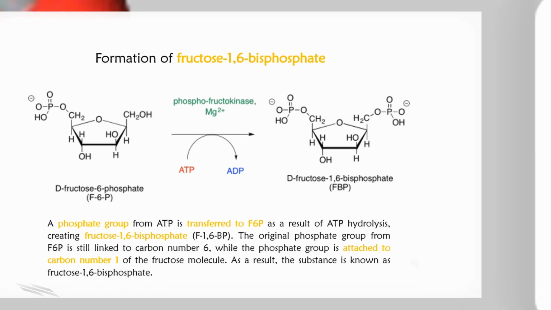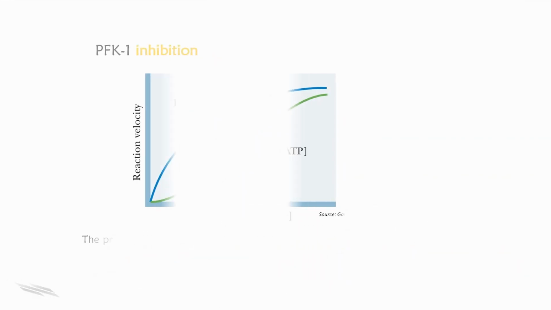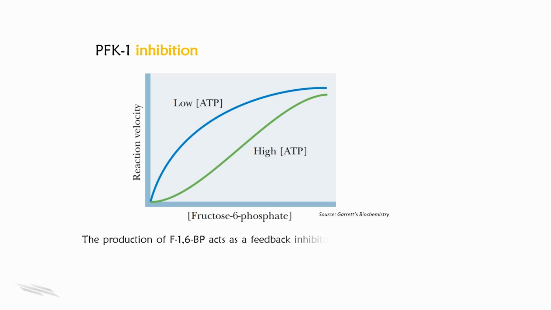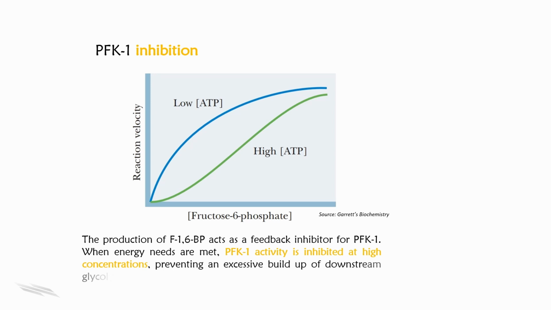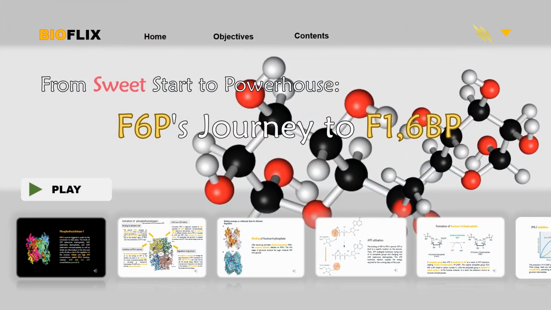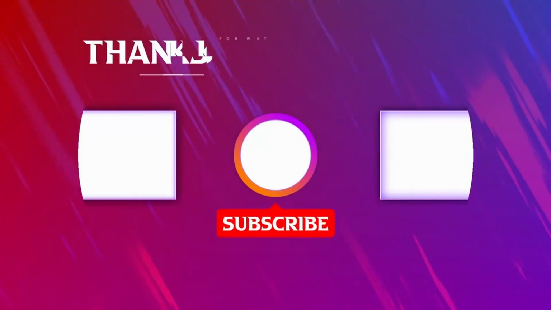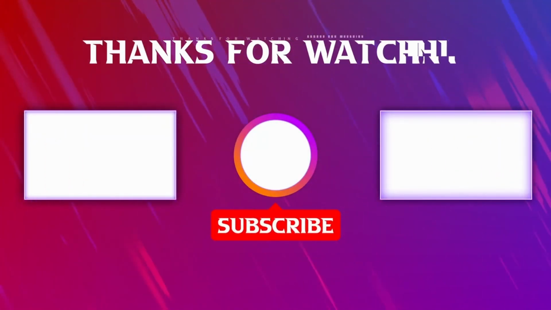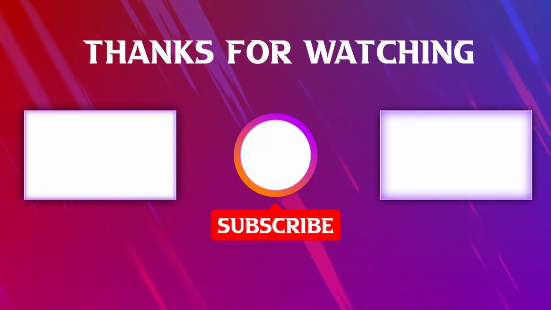PFK1 inhibition. The production of fructose 1,6-bisphosphate acts as a feedback inhibitor for PFK1. When energy needs are met, PFK1 activity is inhibited at high concentrations, preventing an excessive buildup of downstream glycolytic intermediates. In conclusion, PFK1 activity is stimulated by high levels of AMP and ADP and inhibited by high ATP levels. By controlling the rate of glycolysis in response to energy demands, this process aids in the maintenance of energy homeostasis in the cell.